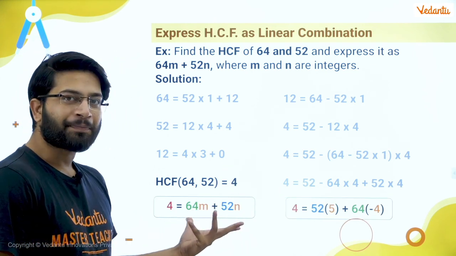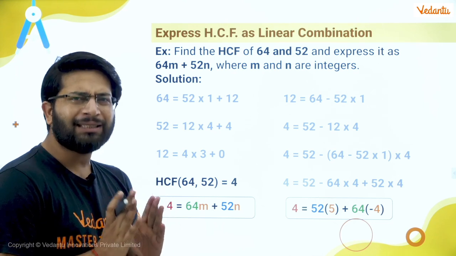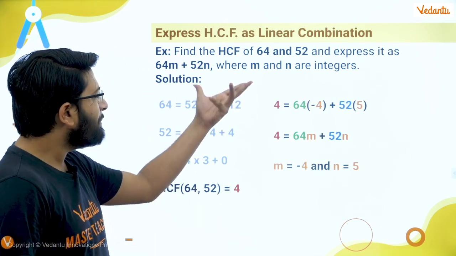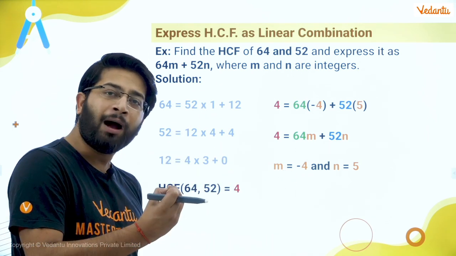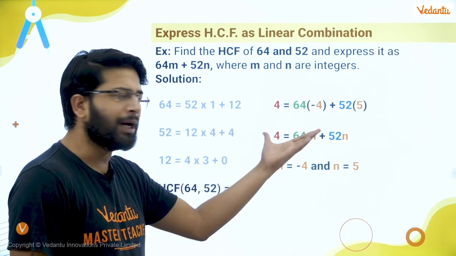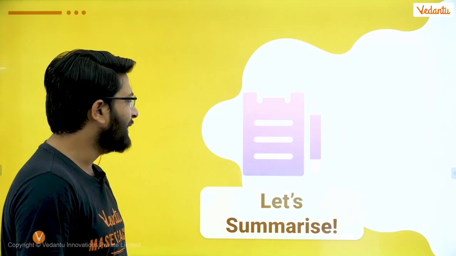Excellent. And champ, these questions are very important for your board examination. So please practice hard. Excellent. So now, champ, how have we done it? Very simply with the help of Euclid division lemma and the algorithm. Now, after simply comparing these two equations, we can find the values of m and n also. I hope it is clear, right?